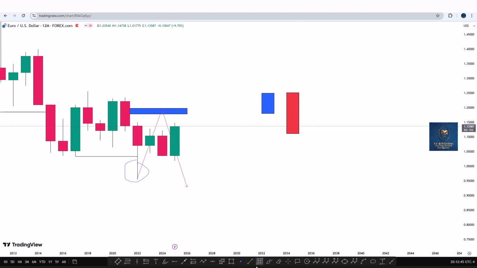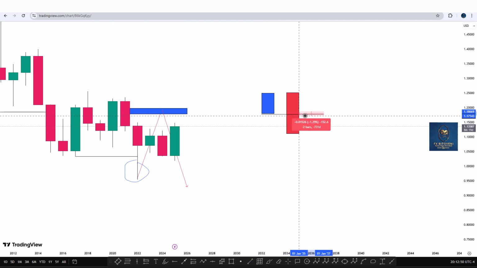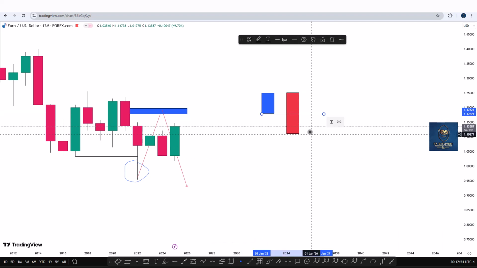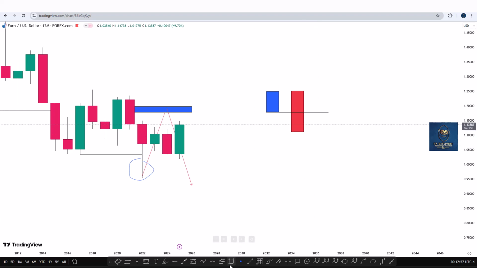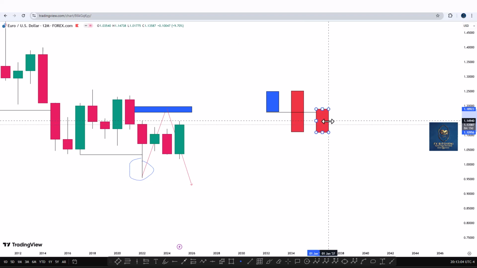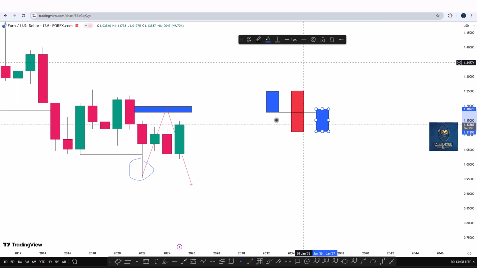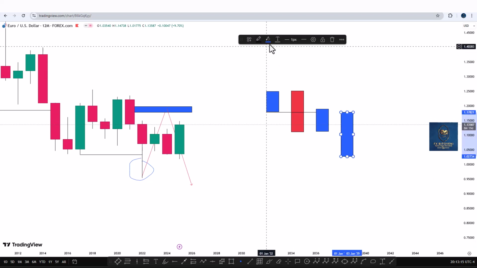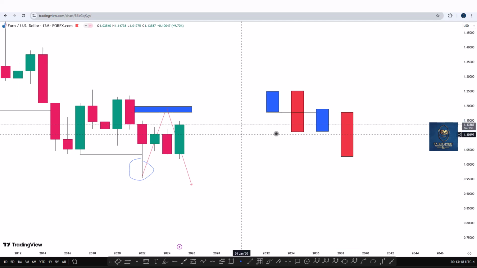Immediately, there is imbalance that was created. We are supposed to see another candle going up before we go down, because we need to remove that imbalance.